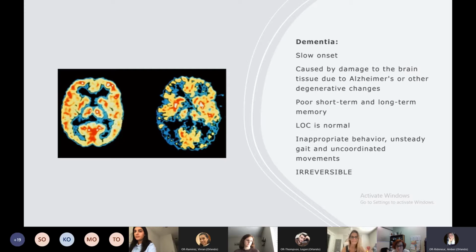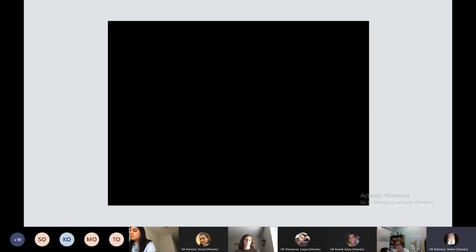Patients with dementia will experience inappropriate behavior, unsteady gait, uncoordinated movements. In a lot of dementia patients, the inappropriate behavior is very evident, especially at night. The issues with dementia are irreversible. There is no cure currently, just medications and things that can slow the progression of the disease.